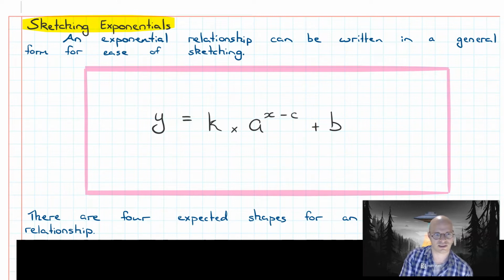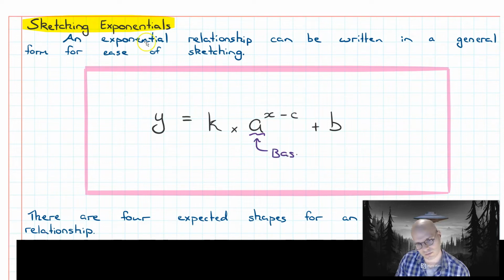Starting at the simplest one, we have a, and we refer to this as the base. We refer to this as the base as this is the variable that undergoes successive multiplication as defined by the exponent up here. Next to the base, we have k. We refer to k as the vertical dilation factor.